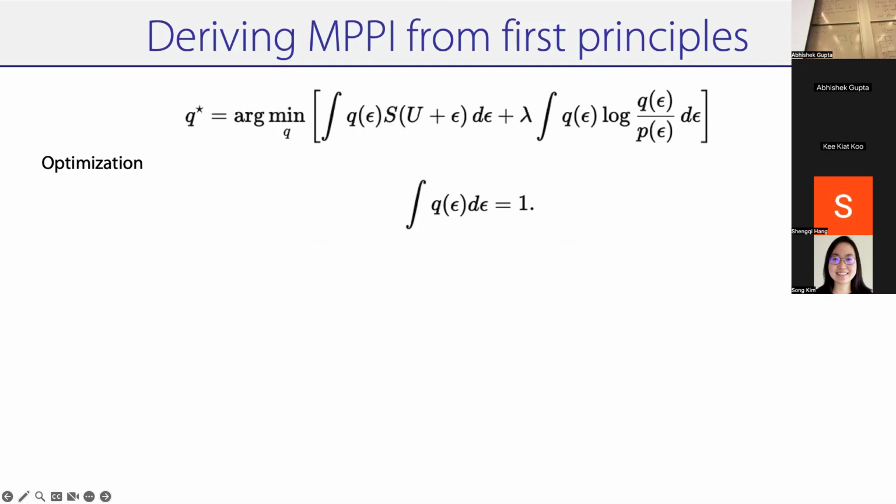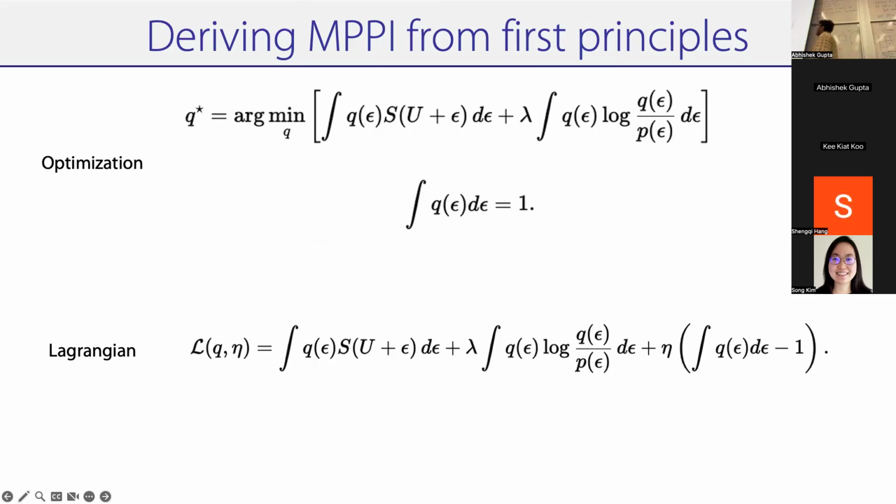Okay, so what you can do is write this optimization problem as a constrained optimization problem. The constraint is that Q needs to be a valid probability distribution. It means it needs to integrate to 1, right? And so remember, you want to minimize the expected cost plus the KL divergence between Q and P. And so you construct a Lagrangian. You add a Lagrange multiplier eta. And then you take the gradient and set it to 0.